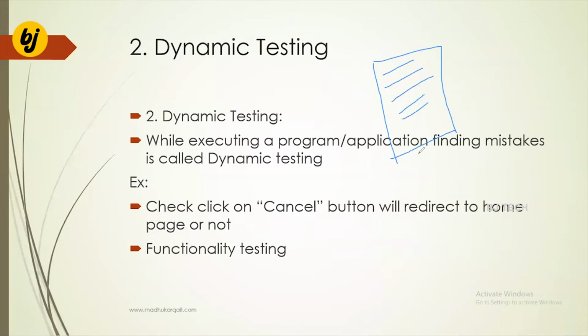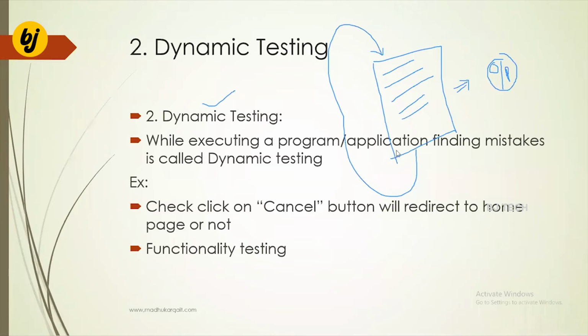Now, what I will do here, the same program I am going to run and I'm going to observe whether the expected output is coming or not. By executing that program, we check whether the expected output is coming or not. This kind of testing we call dynamic testing. So that is an example at source code level. Another example at application level: check whether clicking the cancel button will redirect to the home page or not.